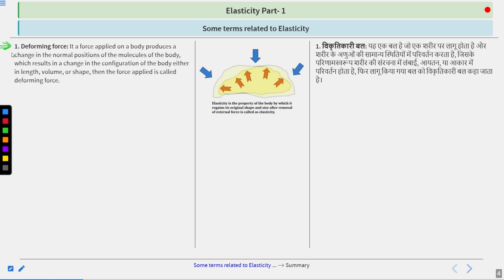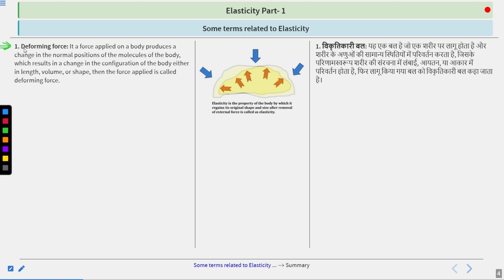For example, if you are seeing that spongy ball, you see that the ball has a solid circular shape, which means that the molecules are arranged inside that ball in a manner that it must appear as a solid circular shape.